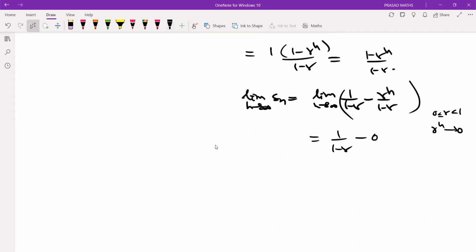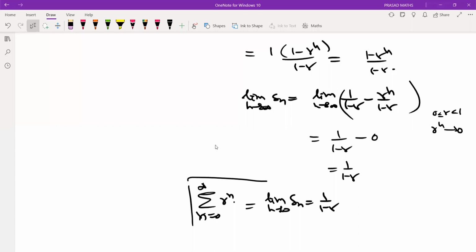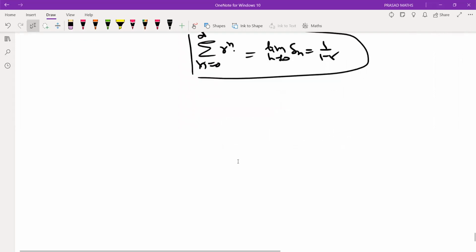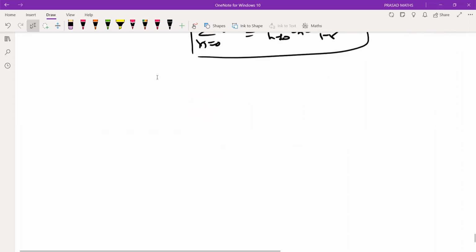Therefore r power n tends to 0. Therefore what is this? 1 minus r. Therefore the limit of this is 1 minus 1 by r. Therefore this is exactly the summation n equals 0 to infinity r power n. Therefore the sum value is 1 by 1 minus r. ఇది కూడా ఒక టెక్నిక్. జామెట్రిక్ సిరీస్ యొక్క సమ్ అనుకోవాలంటే this is exactly a by 1 minus r, or 1 minus 1 by r, 1 by 1 minus r, right? So this is geometric series.